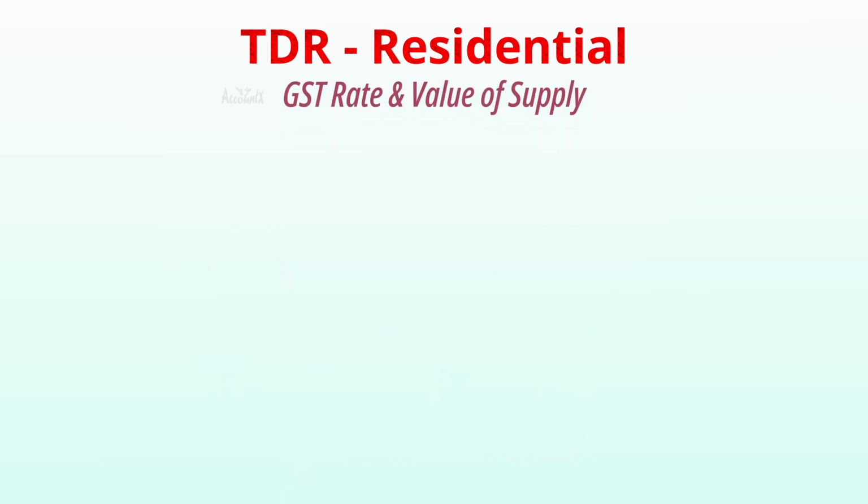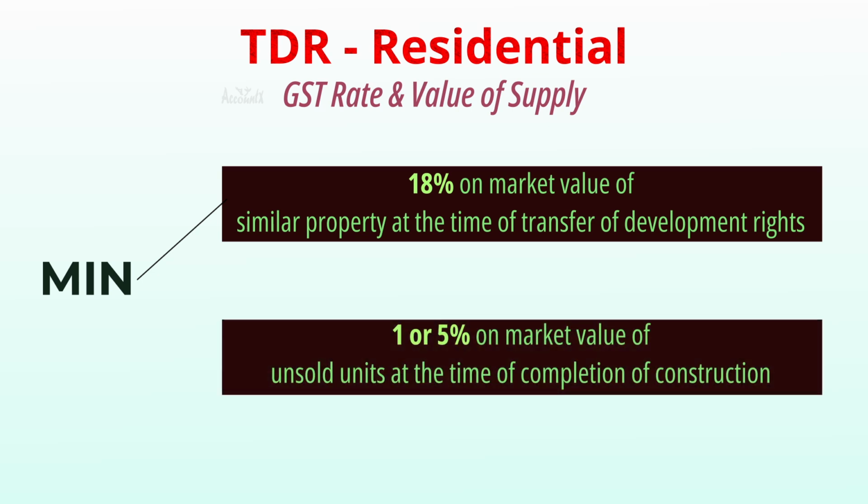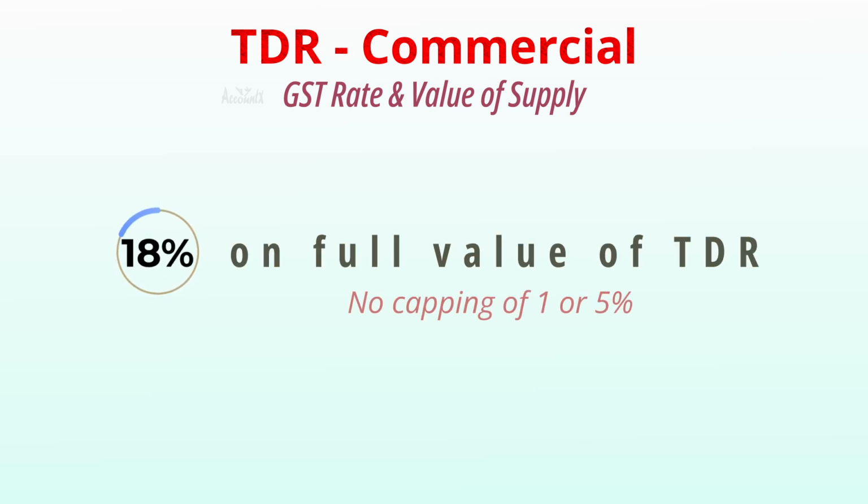Next, what is the rate of GST and what is the value on which you're going to pay GST? It is least of the two. 18% on market value of similar property at the time of TDR, or 1 or 5% on market value of unsold residential units at the time of CC. Then for commercial projects, it is pretty straightforward. Rate of GST is 18% and this has to be paid on the full value of TDR. To put it differently, there is no capping of 1 or 5% in case of commercial projects, but you can avail input tax credit.